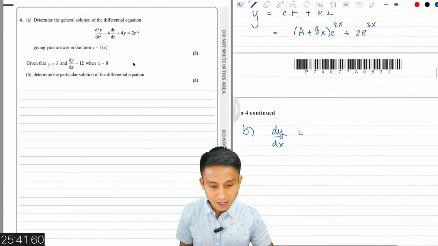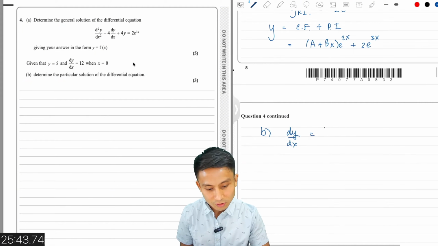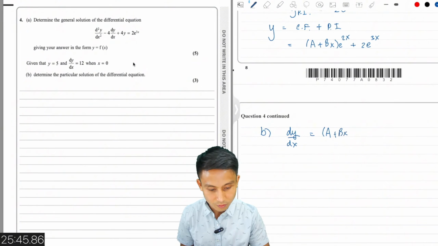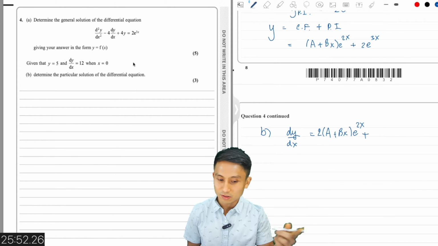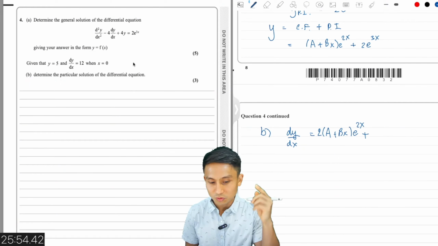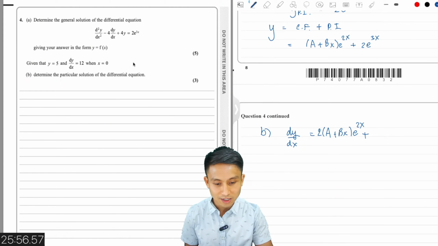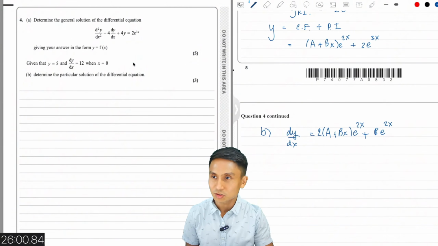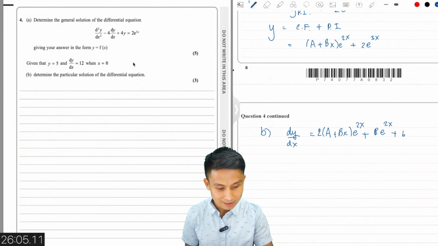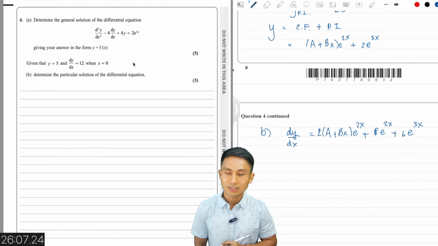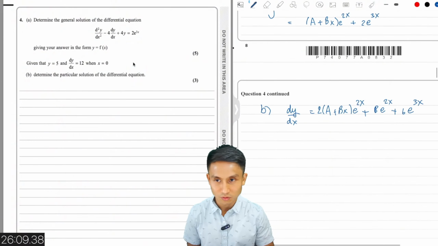So differentiating that, let's do the product rule there. So u times dv, where dv is 2e to the 2x, plus v, which is e to the 2x, times du. You differentiate inside the brackets, you just get b. So it's just b e to the 2x there. That's just the first term. Differentiating this term, you get 6e to the 3x. That's dy by dx from the general solution.